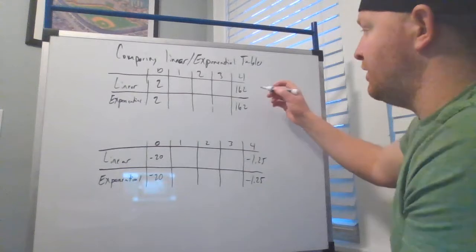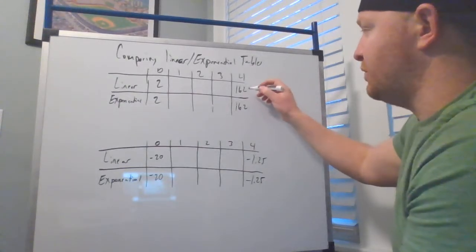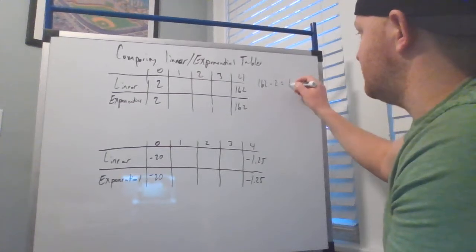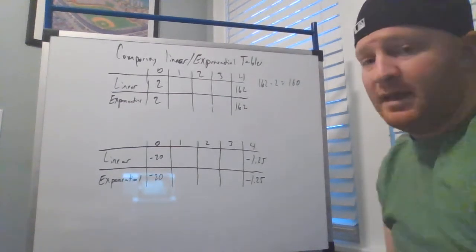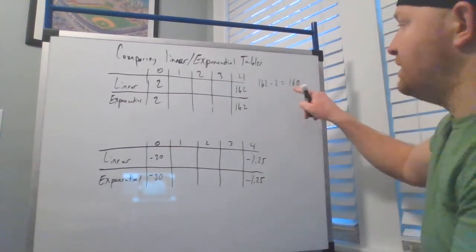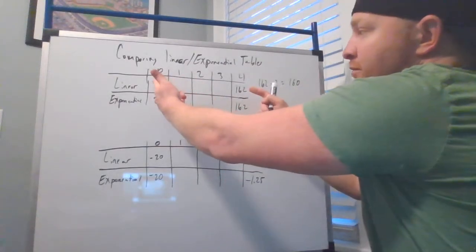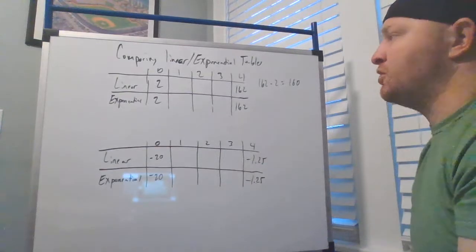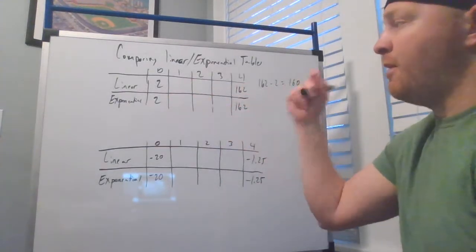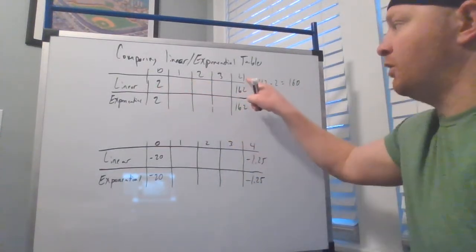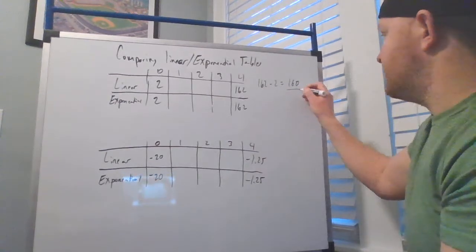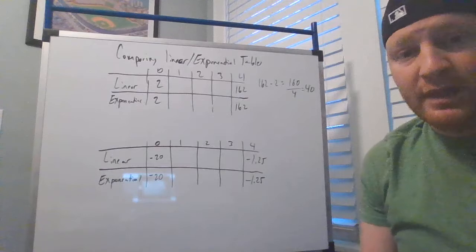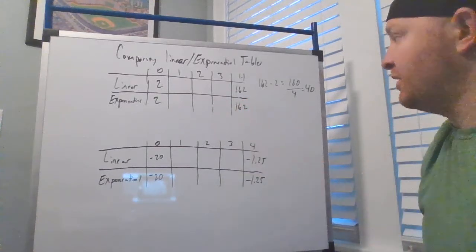So the first thing I'm going to do is find the difference between 162 and 2. I'm going to just do 162 minus 2 to get 160. Okay, now I've got 160 as my difference between my beginning and my end point. I'm then going to take my number of terms that it took me to get from here to there, and the number of terms it took me is a total of 4. So I'm going to divide this by 4 and I get 40. Okay, that's how you find the slope of this linear one.